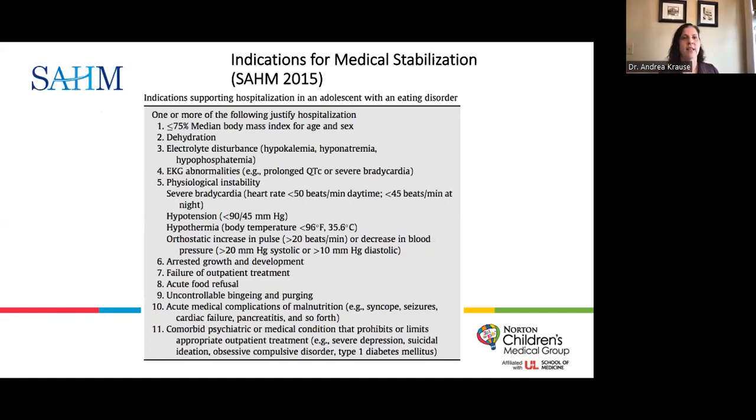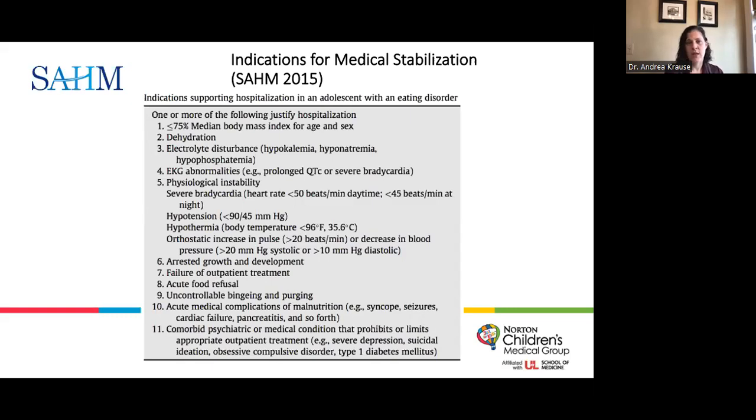Then there's the Society for Adolescent Health and Medicine. This is a much more recent publication in 2015. I like the way they outline it a little bit better just because it's a lot more detailed. For hospitalization, what I like is that there are some caveats: if they have acute food refusal, they could be admitted to the hospital. If they have failure of outpatient treatment, they could be admitted to the hospital. Those are nice little caveats that help us with getting that hospital stay underway. A lot of these things are similar. The specifics with the heart rate are a little bit different. And this is what I use.